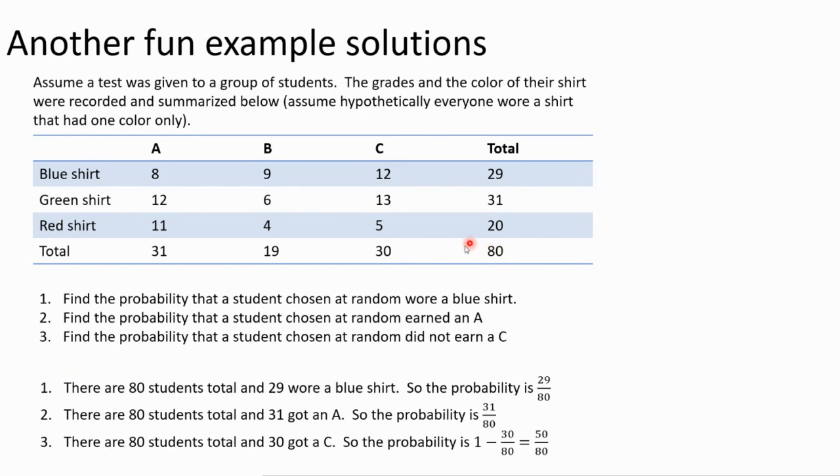Well, then what would the probability be of choosing a student who did not get a C? It would be 1 minus that, right? The probability of an event not occurring is 1 minus the probability the event occurs. So the probability of choosing at random a student who did not get a C is 1 minus the probability that a student chosen at random earns a C. And that turns out to be 50 out of 80.